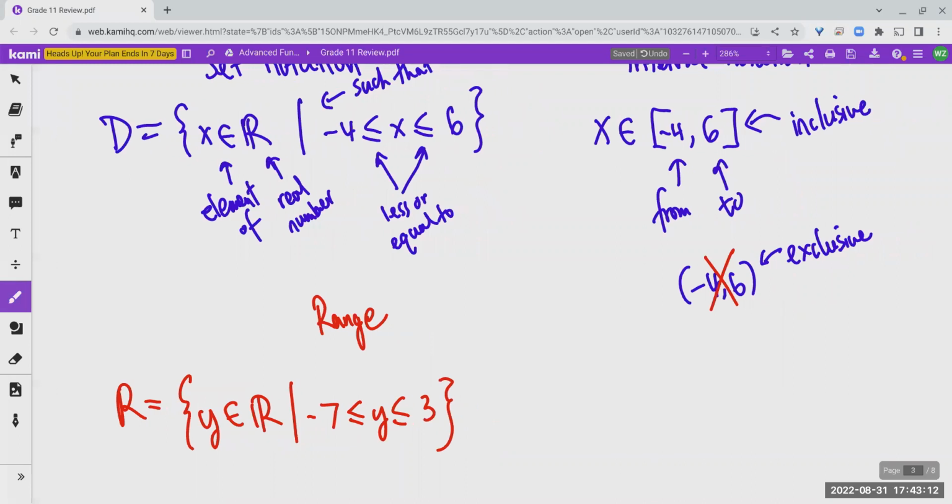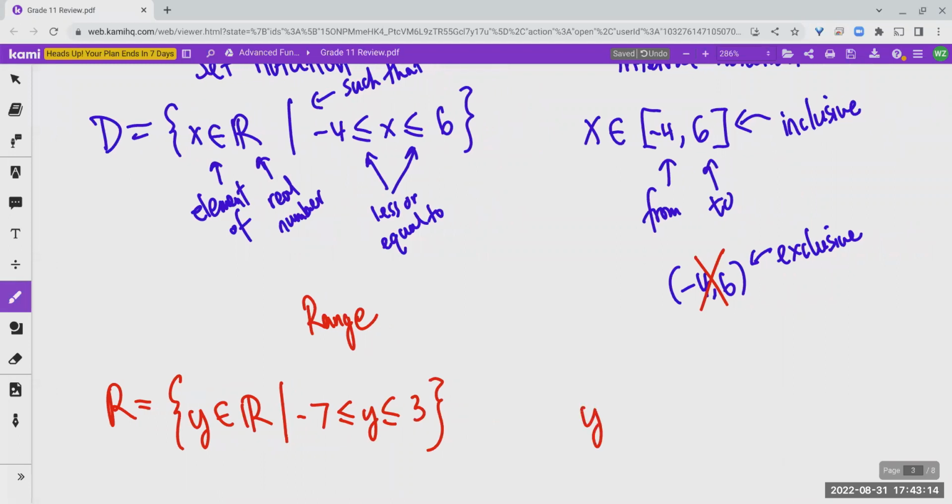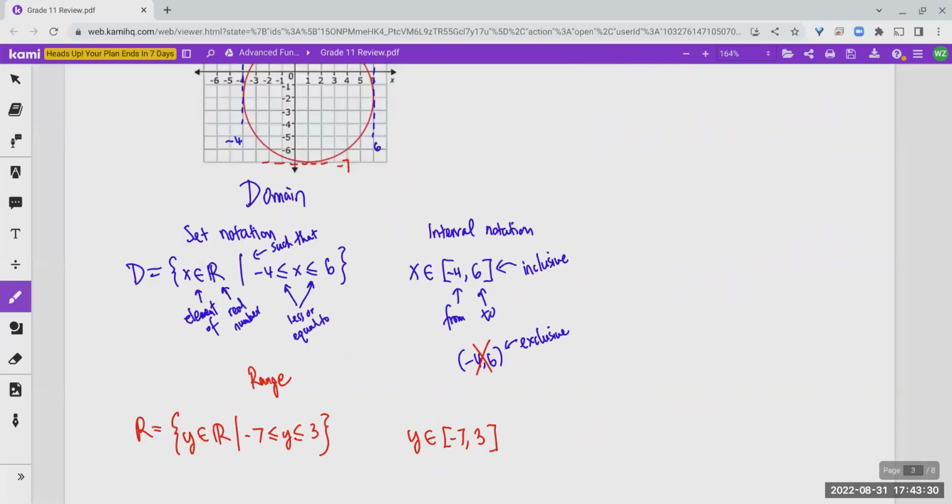Okay, now what about the interval notation? Well, y is an element between -7 and 3. And again, I use square brackets because you've got to include those numbers because they're on the circle. Okay, so that's how you do domain and range. The hard part is to write the proper notation. But to find what the domain and range is from the graph, okay, that's not too bad.